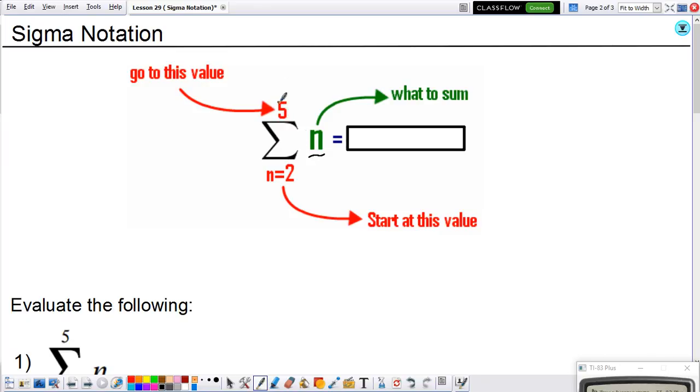So again, you only need to pay attention to three things: the expression in front of the sigma notation, which is what we're going to be adding. The number below is where you're going to start adding, and the number on top is where you're going to stop adding. Expression that we're going to be using, starting point below, ending point above. So now that we have a small introduction to it, let's try to do some examples.